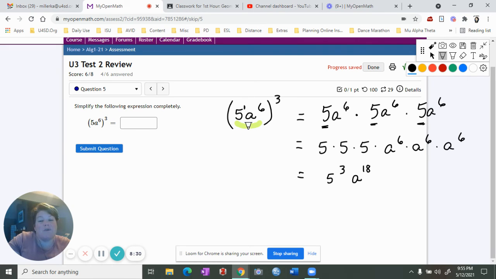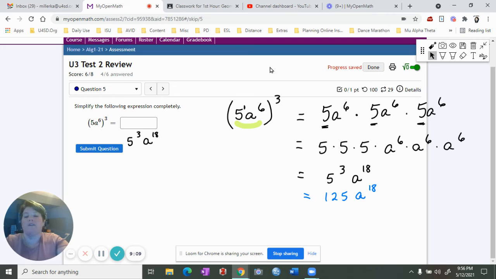This 5 has an exponent of 1. So if I multiply my exponents, 3 times 1 is 3. But I think this wants you to multiply it out. If you put 5 to the 3rd, a to the 18th, or the equivalent for whatever numbers you have in your problem set, that's fine. You can also multiply it out though, because 5 times 5 times 5, 5 times 5 is 25, times another 5 is 125. You can write 125 a to the 18th, and that should still be correct.